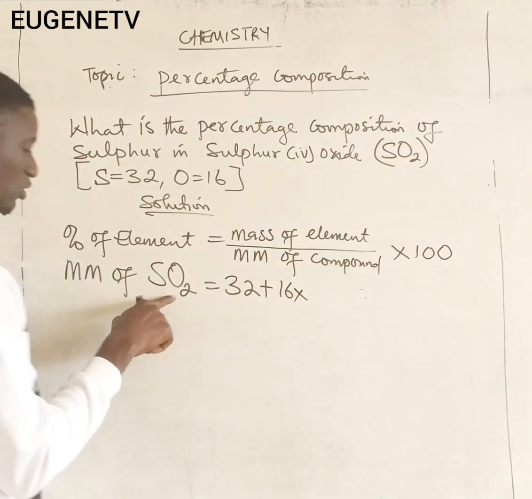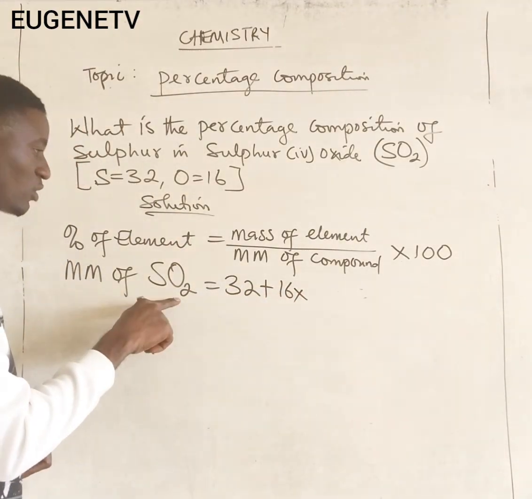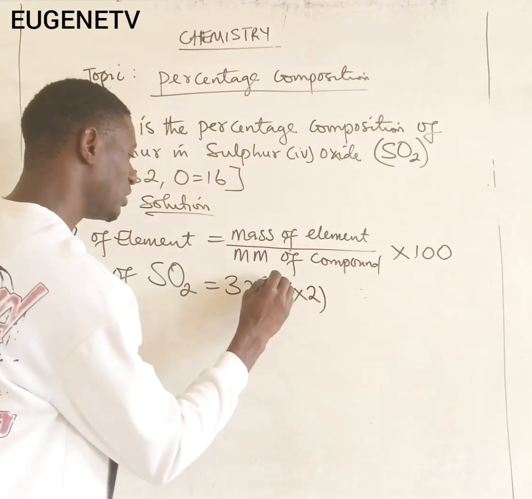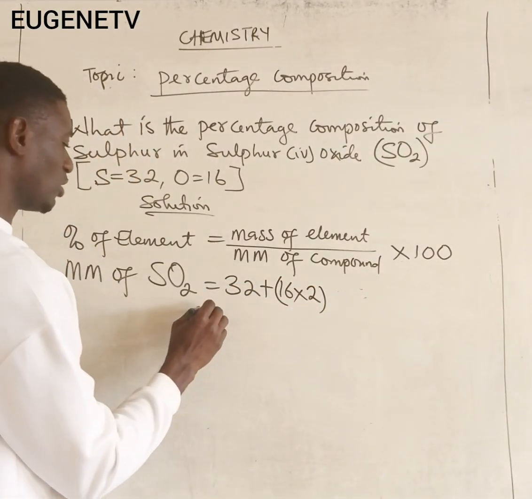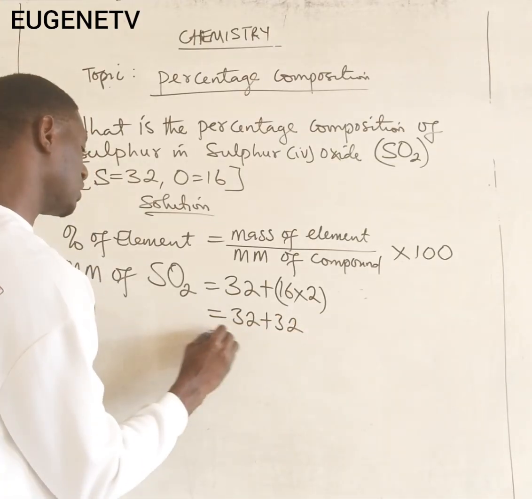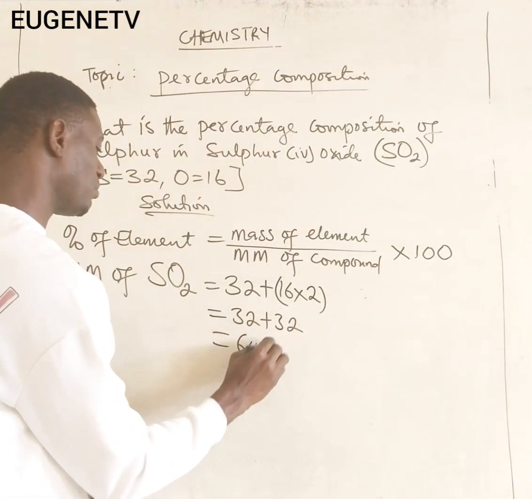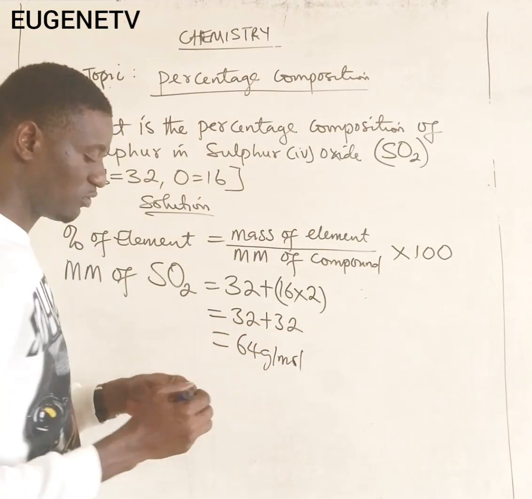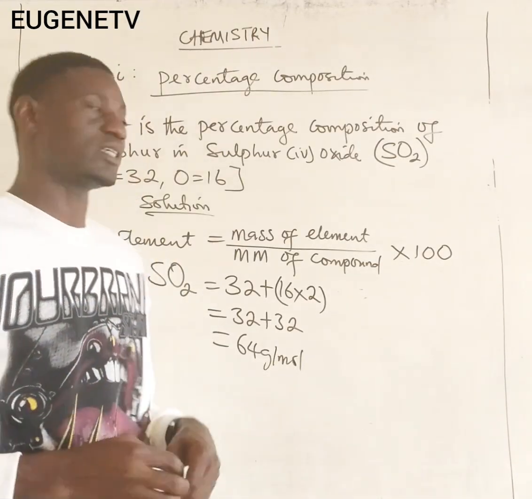Remember, there are 2 atoms of oxygen that make up sulfur(IV) oxide, so we multiply this one by 2. So we are going to have 32 plus 32, which makes it 64 grams per mole. We have finished just the first step.